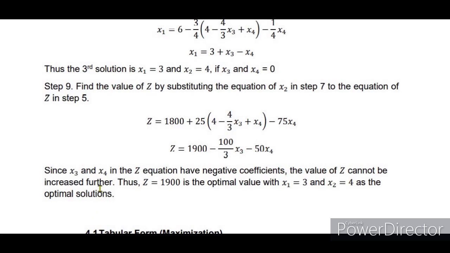Since x sub 3 and x sub 4 in the z equation have negative coefficients, the value of z cannot be increased further. So remember that if the coefficients of the variables have negative signs, we can no longer increase it because it will be infeasible. Thus, z is equal to 1900 is the optimal value, with x sub 1 equal to 3 and x sub 2 equal to 4 as the optimal solution.